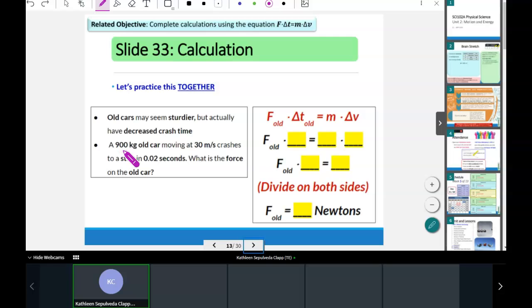A 900-kilogram old car moving at 30 meters per second crashes to a stop in 0.02 seconds. What is the force of that old car? First of all, 900 kilograms. Is that going to be time, mass, or velocity? Who can tell me in the chat box?